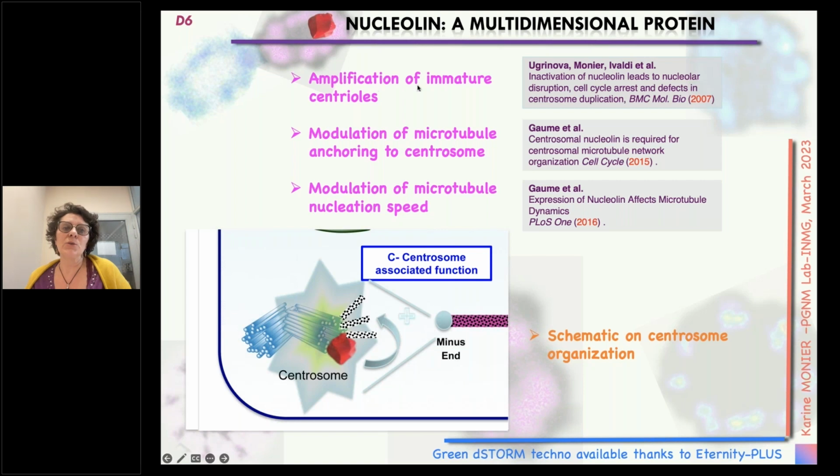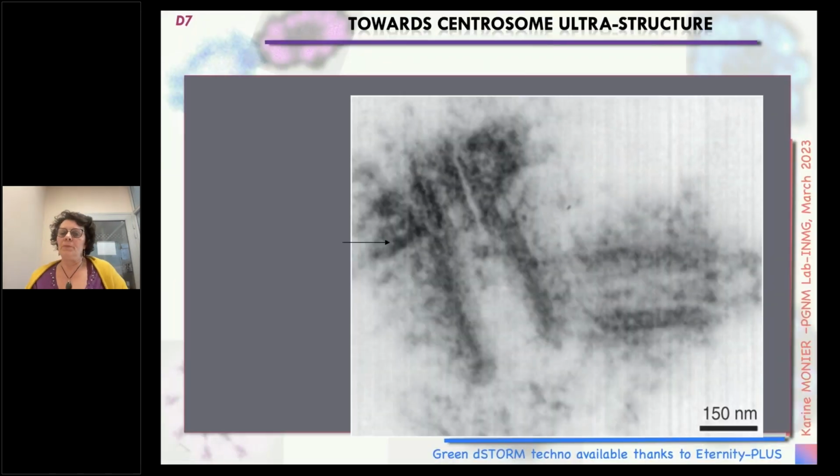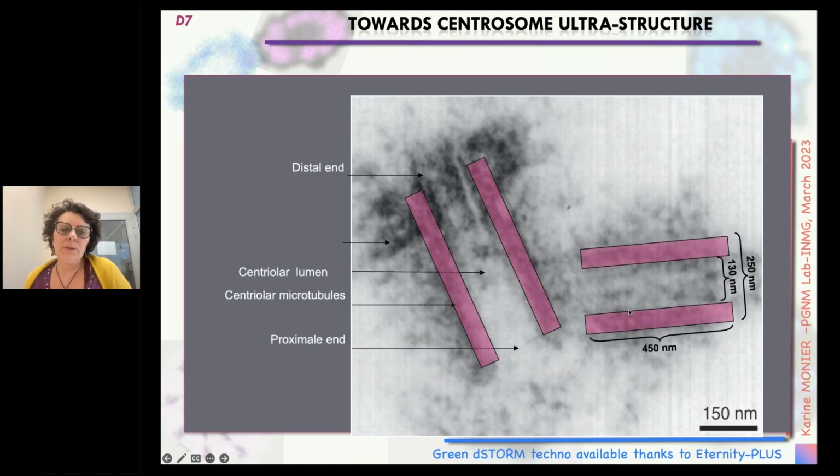silencing of nucleolin leads to amplification of immature centrioles, that it's also modulating microtubule anchoring at the centrosome, and modulation of microtubule nucleation speed. And just to do a little focus on centrosome ultrastructure, this is 2 centrioles seen by electron microscopy. So there is one that is here and one that is here, and you will understand a little bit better how it's organized and the size of those guys. So you can see that here it's about 450 nanometers, and in this direction 250 nanometers.